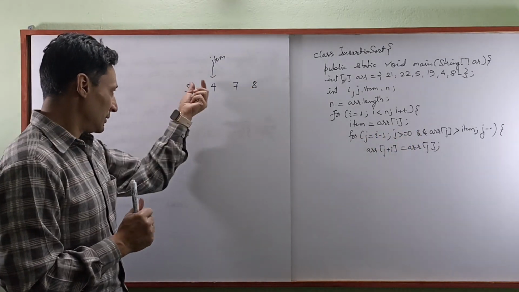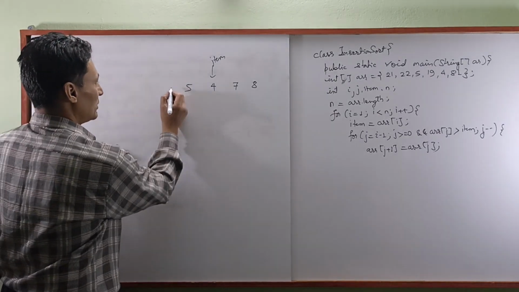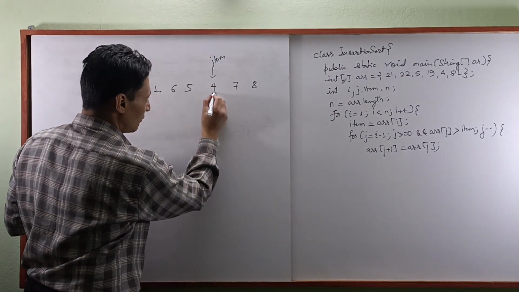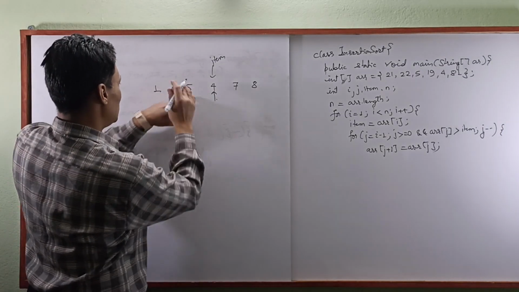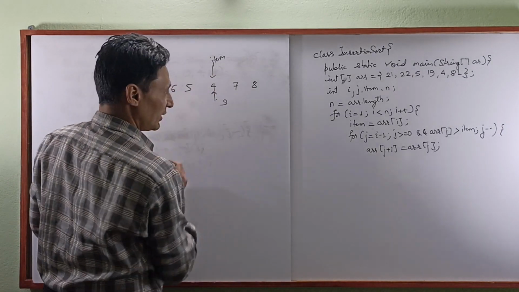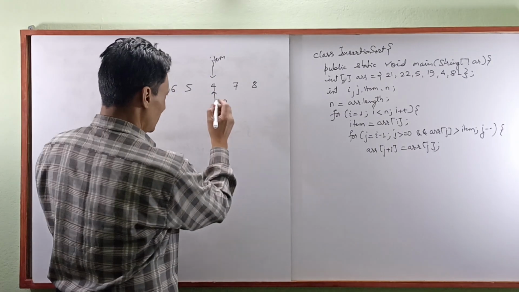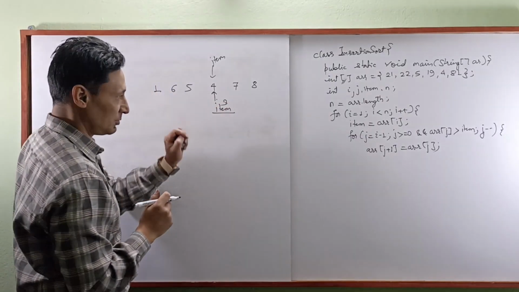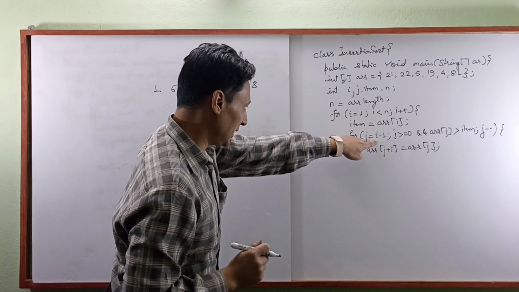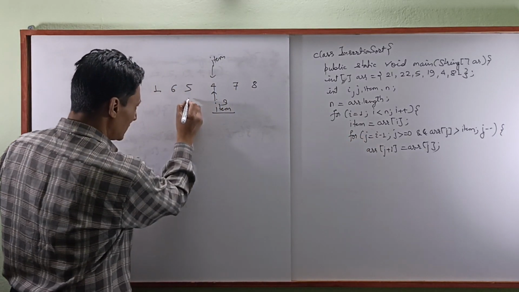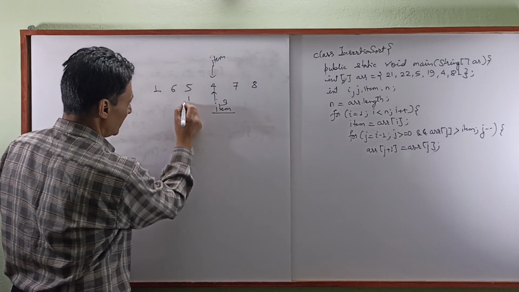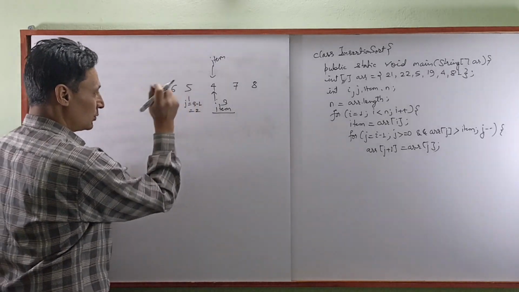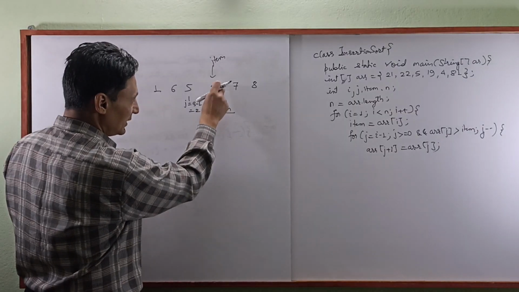Let's suppose there is 6 here, also there is 1. Now let's consider this 4 first. 4 will be at index 0 1 2 3. This is the 3, so this is the item. Now it is at position 3. Now j is i minus 1, so j is 3 minus 1, that is 2. Now this element will be compared with this one.